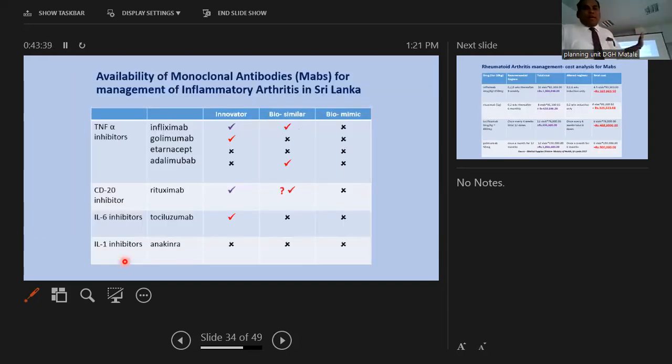These are the monoclonal antibodies available in Sri Lanka. We have the luxury of prescribing them, but we need to prescribe them in the right context, because the government is allocating 15 lakhs per patient per year for biologics. But we should know to whom we need to request them and in which context.